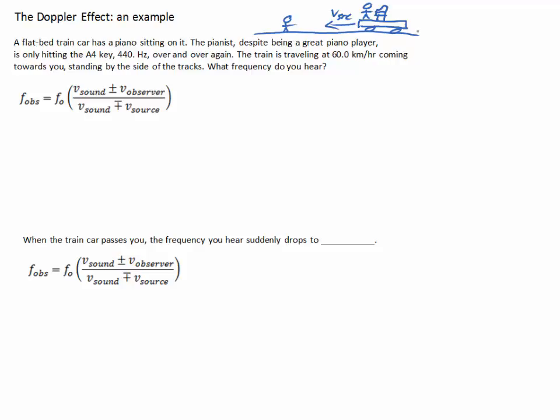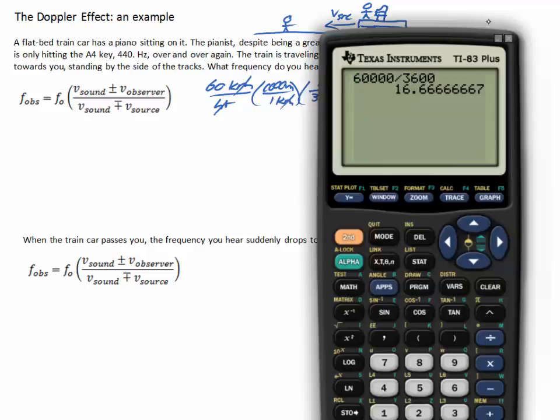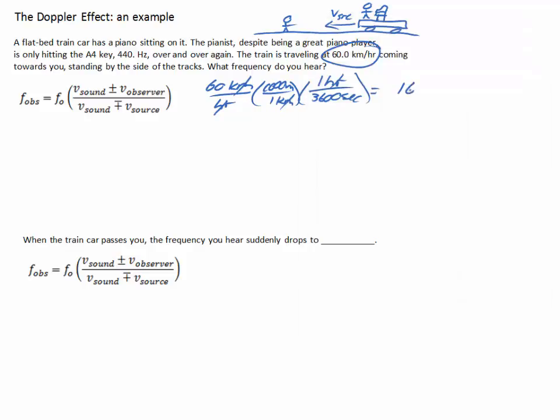So here's a little sketch of the situation. And this is our equation for the Doppler effect, derived in another video. Before we go any further, we need to convert this 60 kilometers per hour into meters per second. And so we'll go ahead and do that. 16.7 meters per second.